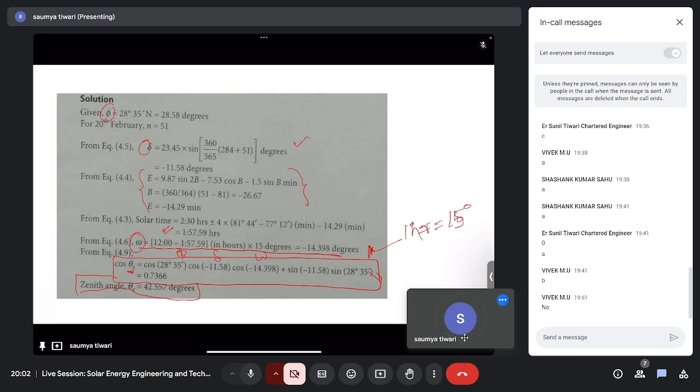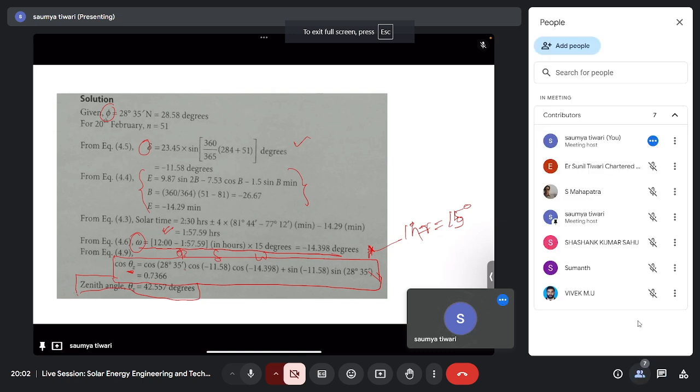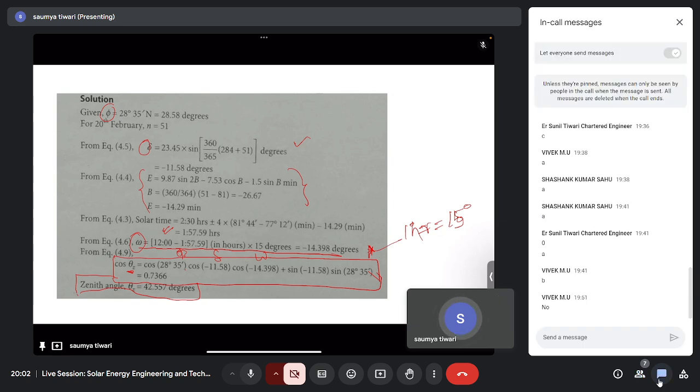Also, there might be some notation. Okay, fine.